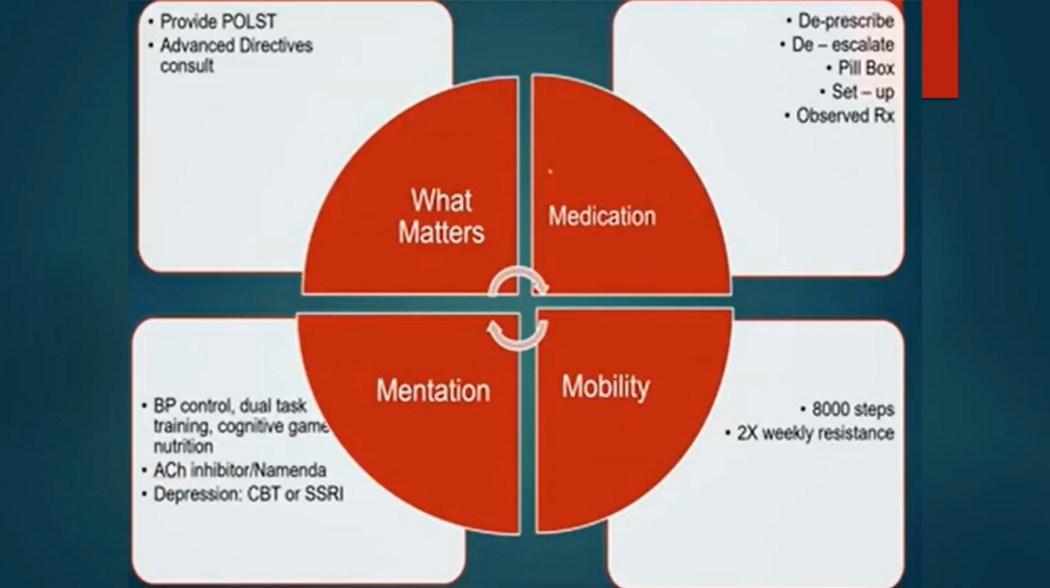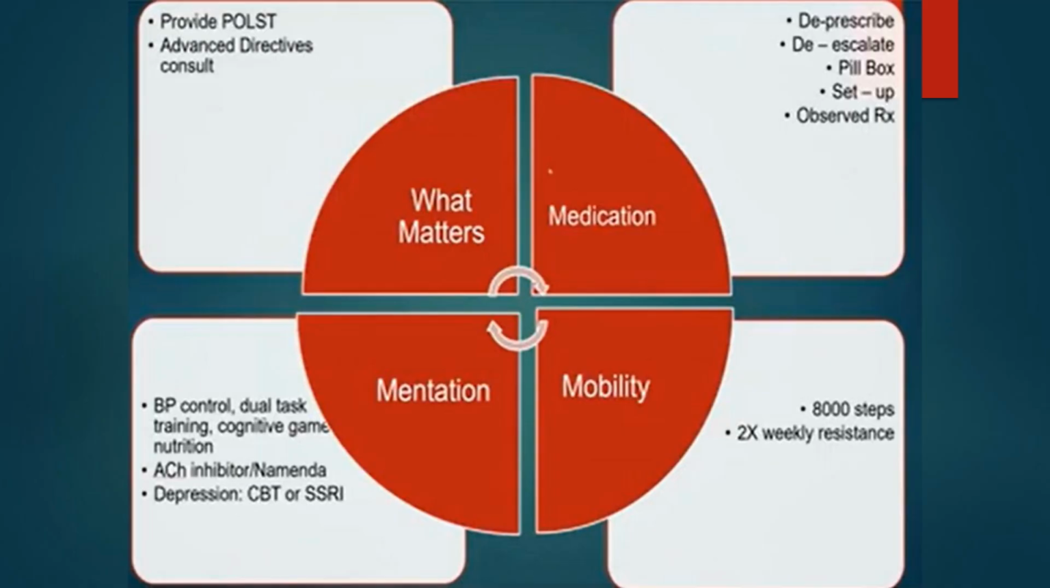If somebody screens negative for fall risk, you can certainly talk to them about physical activity with the target goal of 8,000 steps daily. They should also be performing twice weekly resistance training. That may just be standing up and sitting down 10 times and repeating that 3 times.